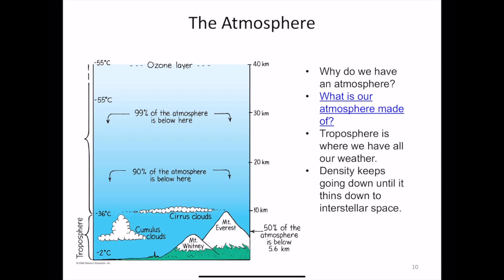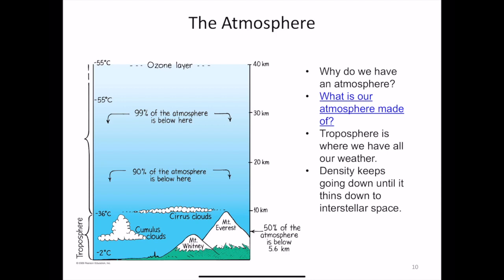The moon has a much weaker gravity, and so the moon doesn't have any atmosphere because its gravity is not strong enough to hold on to the atmosphere. What is our atmosphere made up of? It is mostly made up of nitrogen and oxygen.